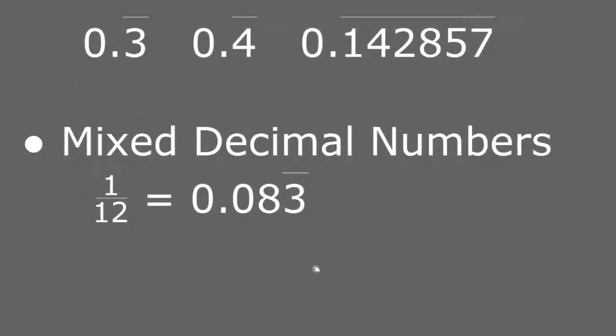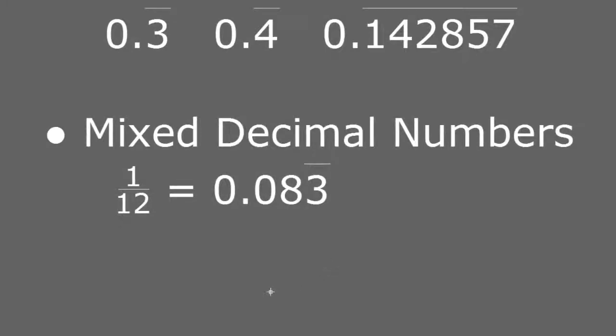And something that I forgot to tell you: when you have a decimal number that has a part that repeats forever and a part that is exact, that is called a mixed decimal number. For example, in the case of 1 divided by 12, 0.08 would be the exact component of the decimal part of the number, and the 3 would be the recurring or repeating part. So this can also be expressed as a mixed decimal number.